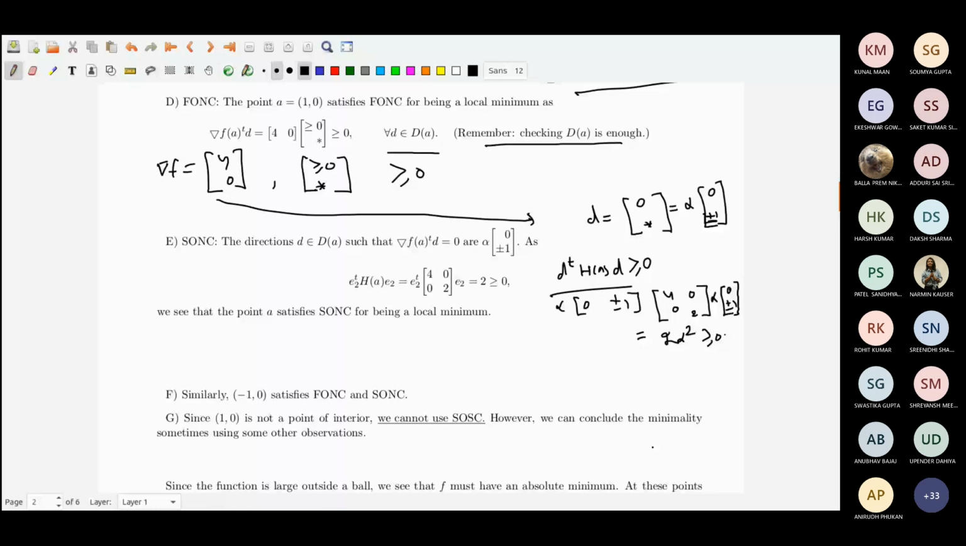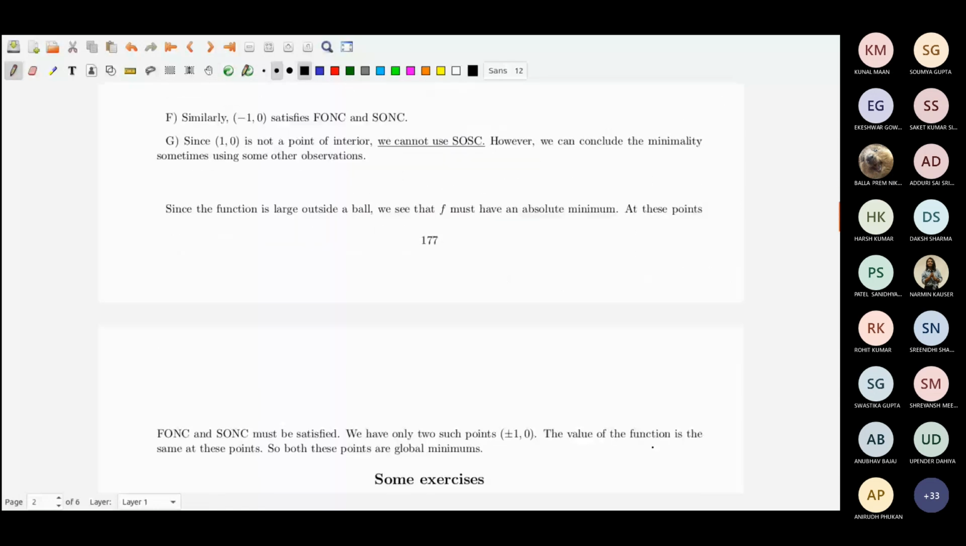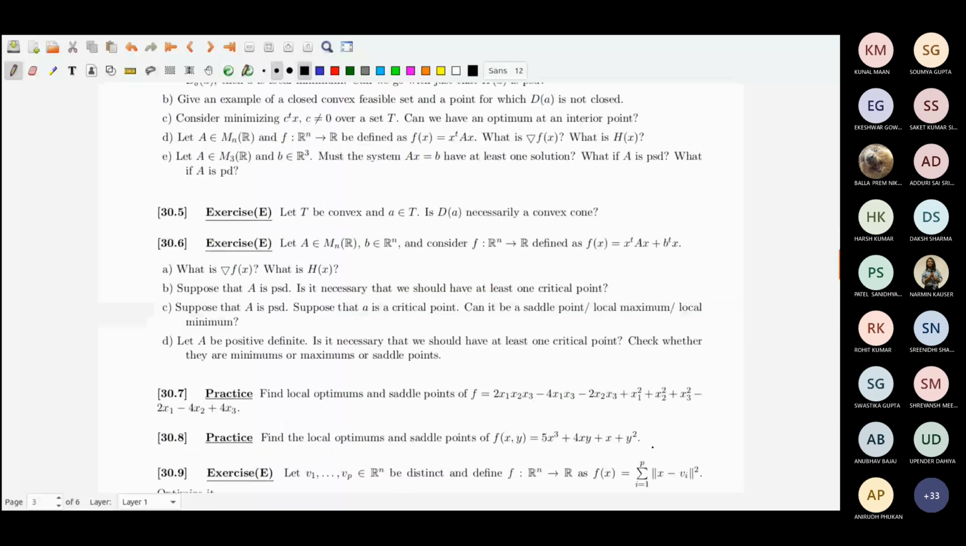After that you have some exercises. Let's go to the constraint optimization.